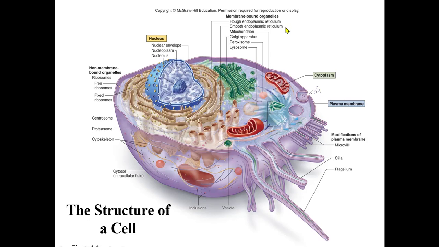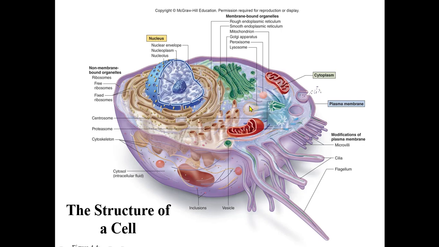Next structure is smooth ER. Smooth ER is for lipid and carbohydrate metabolism. These are the ones that have no ribosomes attached to them. That's why they're called smooth. So smooth ER is for lipid and carbohydrate metabolism. The next one down is mitochondria. This is where ATP is produced. So ATP production.